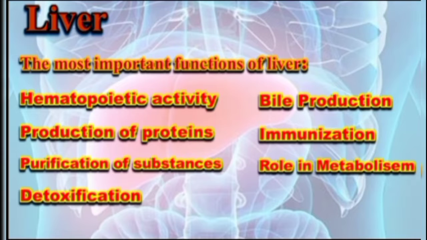The liver has about 500 different functions in the body. The most important functions of the liver include hematopoietic activity during the embryonic period, production of proteins and biochemical substances necessary for body growth and food digestion, purification of substances that have been absorbed by the body through the digestive tract, and some other important functions that you can write in the caption.